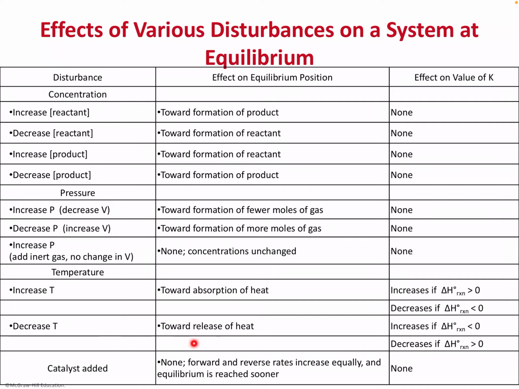Decrease the temperature. If you decrease the temperature, the reaction will proceed toward release of heat. Right? If you remove heat, you are trying to make more heat. So toward release of heat, again two conditions: K increases if delta H is less than 0, meaning an exothermic reaction, and it decreases if it is an endothermic reaction. Okay, positive, negative. And if you add a catalyst, nothing happens to the equilibrium. Forward and reverse rates increase equally and equilibrium is reached sooner. So there is no effect on the value of the equilibrium constant.